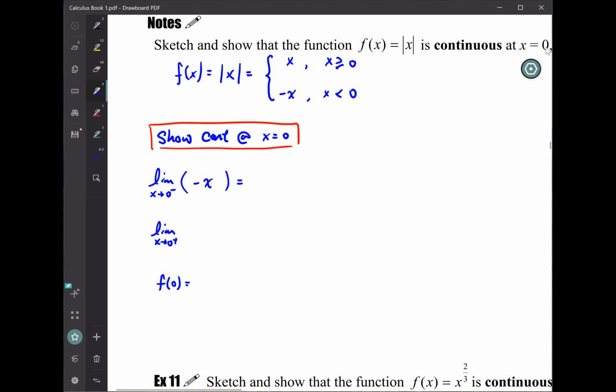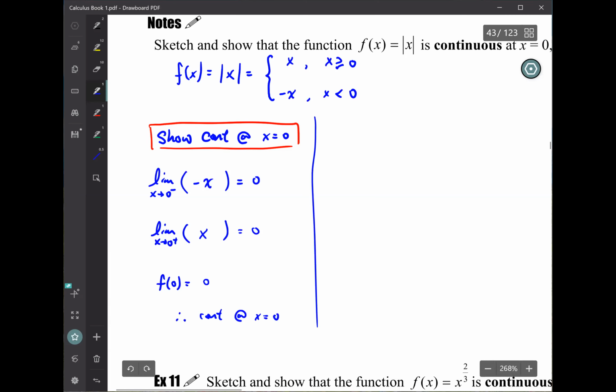Leon, still you? Sorry, 0. Yes, okay. Now the right piece will be picking which one, Emily? The other one. Okay, and the answer? 0. Yeah, okay. And f of 0, you can plug into the first one, will be 0. So from here, left, right, point, they all equal. So therefore, continuous at x equal to 0. Okay, so that's the easy part.